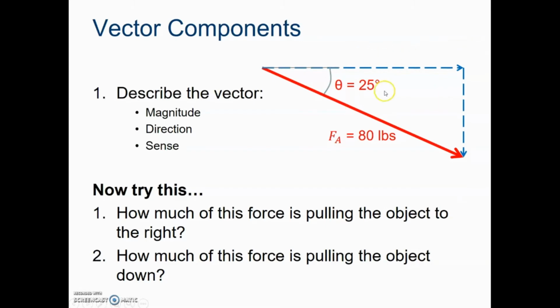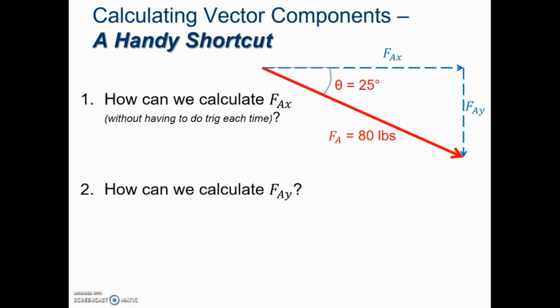We know that we have our angle, we have our hypotenuse. So in order to find the x component or the horizontal component, we'd probably have to use cosine. To figure out the y component, we'd have to use sine. But there's also a little shortcut that we can use. I'm going to describe this as FAX, which is the portion of the applied force that's in the x direction, and FAY is the portion of the applied force in the y direction.